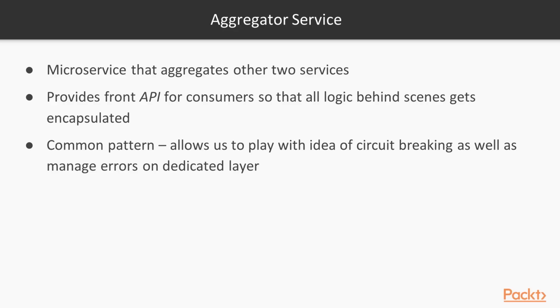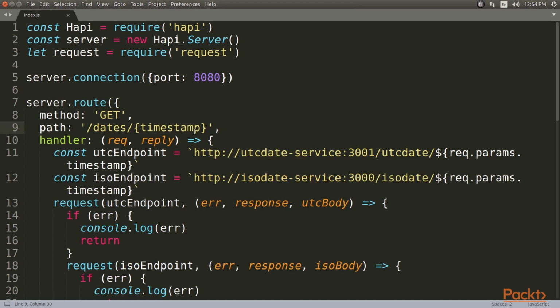Now we will see the Aggregator Service. The Aggregator Service is the microservice that aggregates the other two services. It also provides a front API for consumers so that all the logic behind the scenes gets encapsulated. Even though it is not perfect, this is a common pattern because it allows us to play with the idea of circuit breaking as well as manage the errors on a dedicated layer.